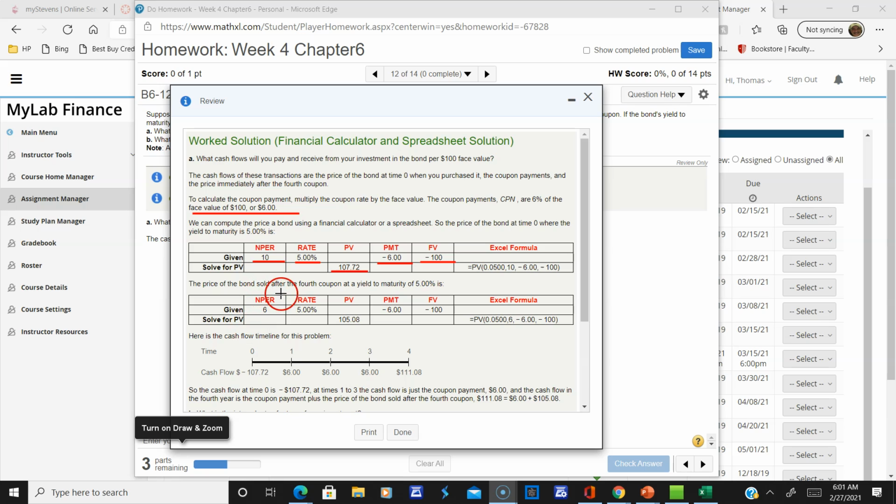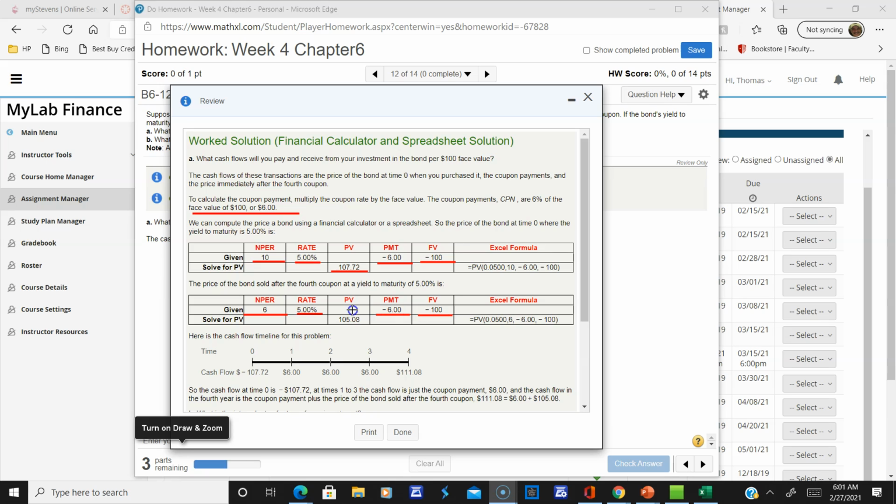Now, after the fourth coupon, 4 years have gone by, so you're only left with 6 years. They want to know the price of the bond. Now it's starting to go down, as you're getting closer to maturity. This hasn't changed; this is still 5%. And this is the payment, and this is the face value.